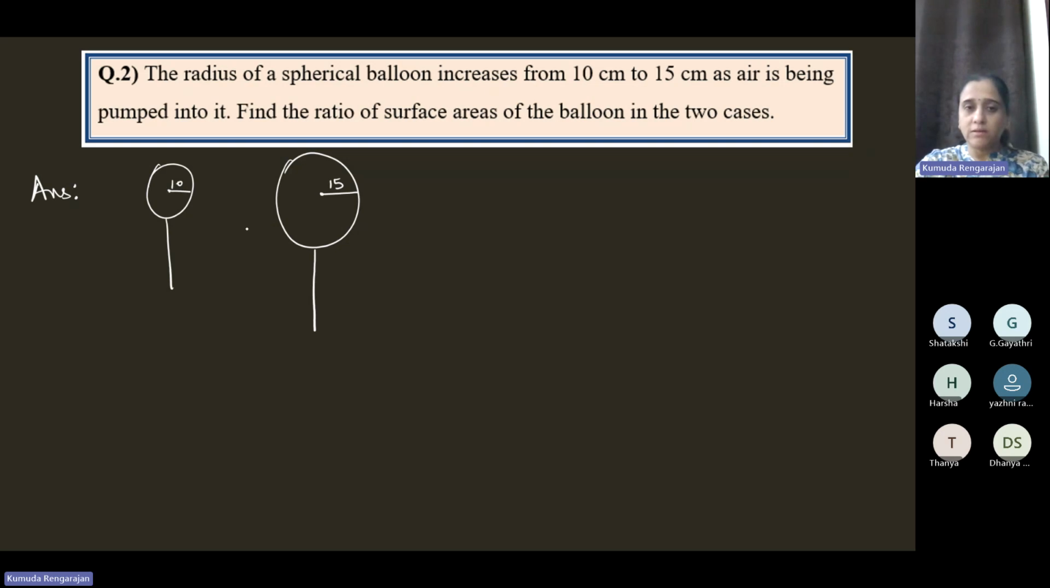The radius of a spherical balloon increases from 10 centimeters to 15 centimeters as air is being pumped into it. Find the ratio of the surface areas of the balloon in the two cases. All right.